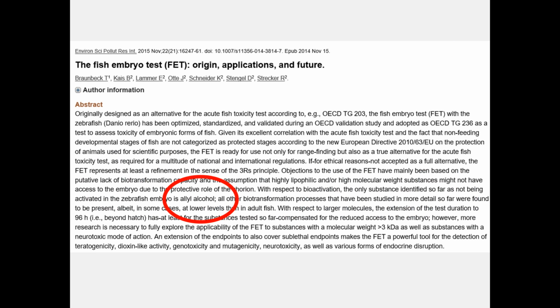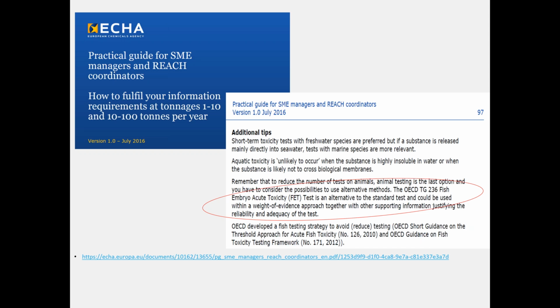But in a little-known guideline at REACH, at the ECHA, the European Chemicals Agency, for REACH, there is this practical guide for small to medium enterprise managers and REACH coordinators. And in this document, it clearly states that the OECD 236 fish embryo acute toxicity test is an alternative to the standard AFT test and can be used within a weight of evidence approach, together with supporting information justifying the reliability and adequacy of the test.